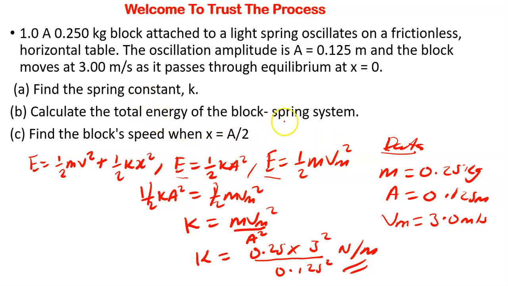So what is it that we know now? We have additional information. We can add the spring constant to the data that we have, because we've already found the spring constant. So to find the total energy of the block spring system, you can use either equation 2 or equation 3. But I would advise you to use equation 3, because equation 3 has all the quantities that have been given to us.